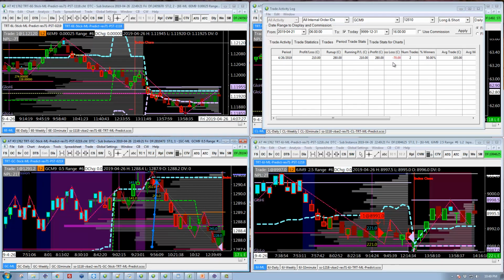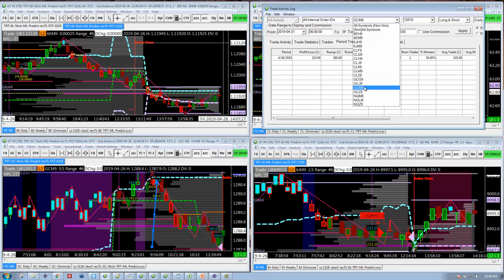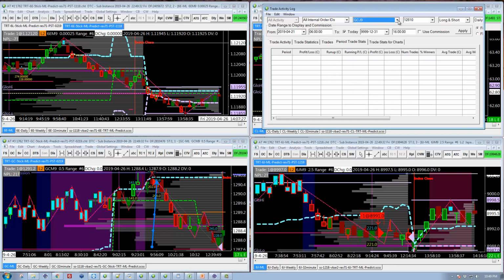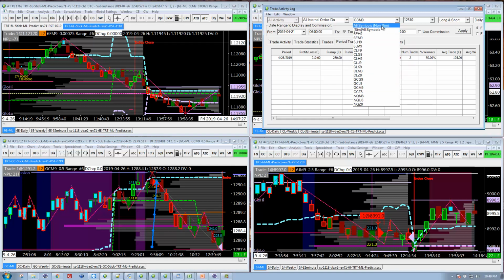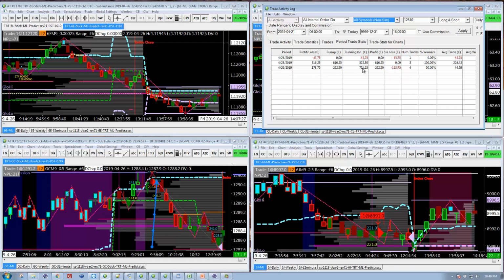But I would have sworn there was another gold trade this week. Did the gold change? No. Oh, I must be thinking of going back one or 2 weeks. All right, so just 2 trades in gold this week. Well, really the last 3 days, for plus 210. And then what is the total? All symbols non-sim. So total for the week 750 on 8 trades.